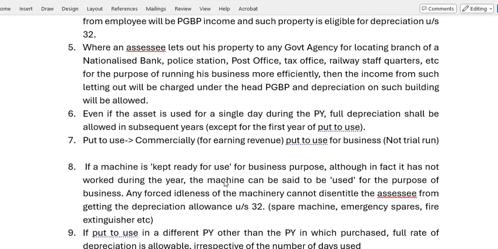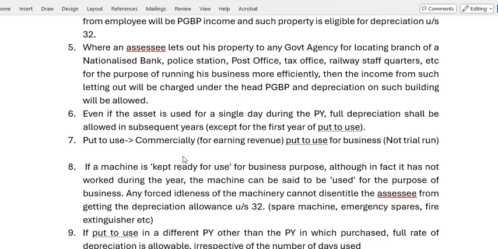Okay, in that case you will get full depreciation on that. Even if you are using it for one day, you can claim full depreciation. In the same year of purchase, if you are using only one day, it is less than 180 days, you will get 50%. But next year, if you are using it even one day, then you can claim full depreciation.